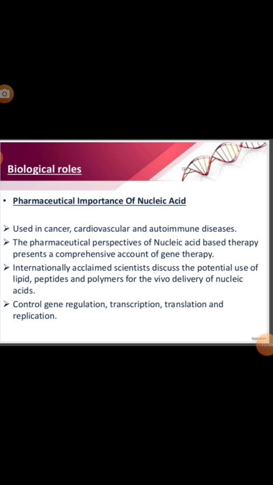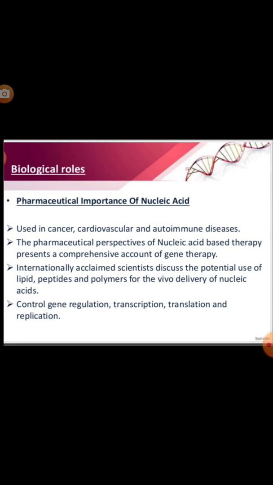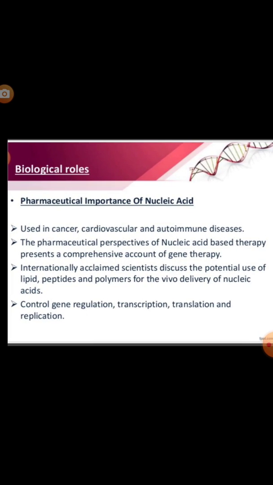In biological role, nucleic acids have great importance in pharmaceuticals also. These nucleic acids are used in cancer, cardiovascular, and autoimmune diseases. The pharmaceutical perspectives of nucleic acid based therapy present a comprehensive account of gene therapy. These nucleic acids are very helpful in gene therapies.